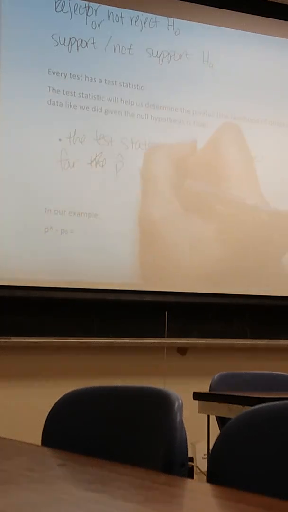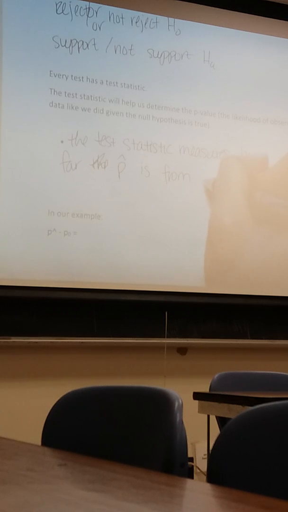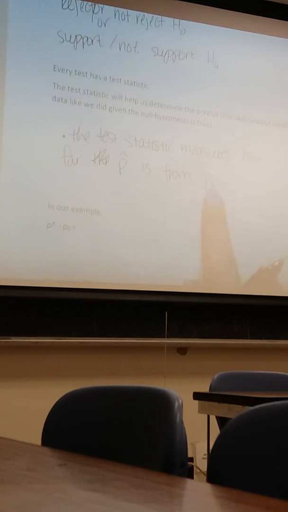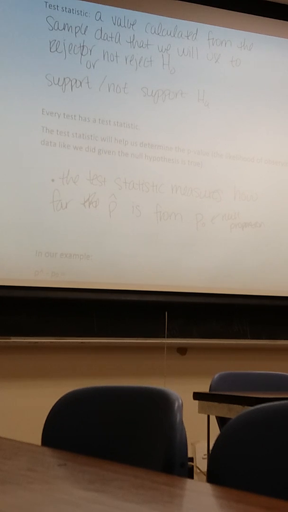How far p hat is from, and now I'm going to use a new symbol, P with this little o. I have this in the reading. This is called the null proportion. But basically, this is just whatever number we're testing in our hypothesis. So this is saying how far away our sample proportion is from the proportion we're testing. This is that thing I wrote in step one: P equals, in this case, our null proportion is 0.9. So this is just the proportion we are testing.